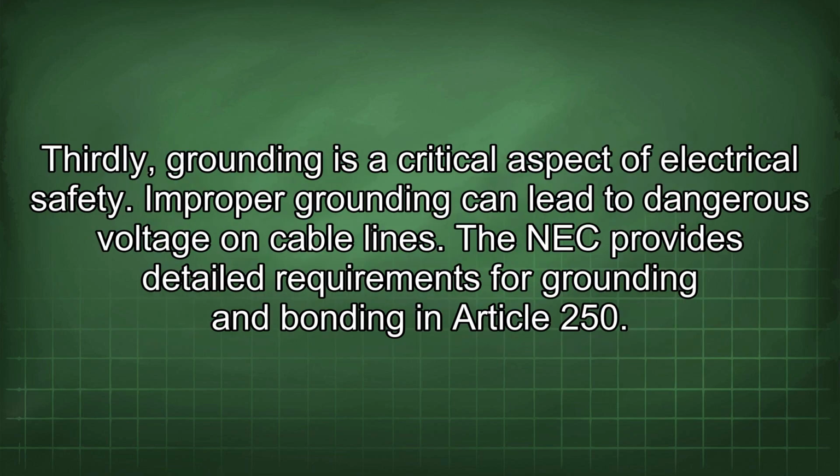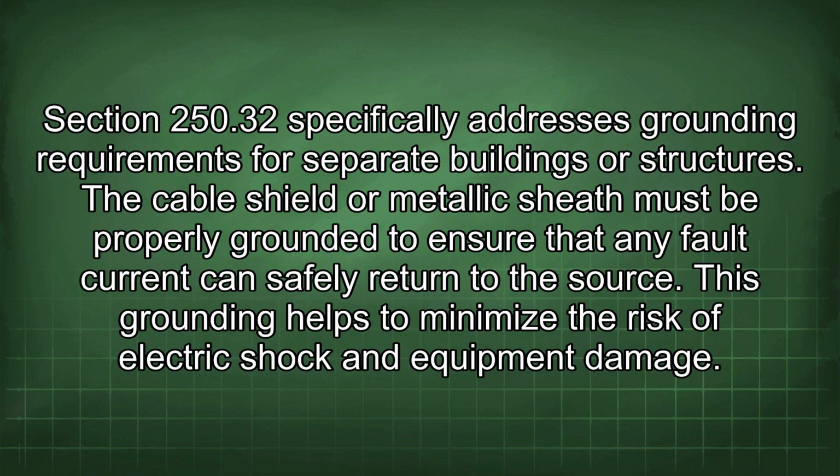Thirdly, grounding is a critical aspect of electrical safety. Improper grounding can lead to dangerous voltage on cable lines. The NEC provides detailed requirements for grounding and bonding in Article 250. Section 250.32 specifically addresses grounding requirements for separate buildings or structures. The cable shield or metallic sheath must be properly grounded to ensure that any fault current can safely return to the source. This grounding helps to minimize the risk of electric shock and equipment damage.